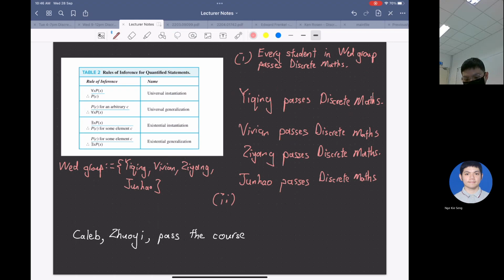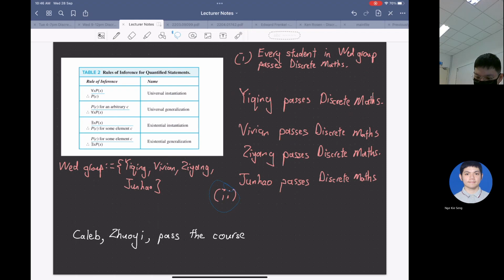Okay, let's say the second one. Universal generalization. My statement has to be true for every x in my set before I can say it for everyone. So this is an inverted process.